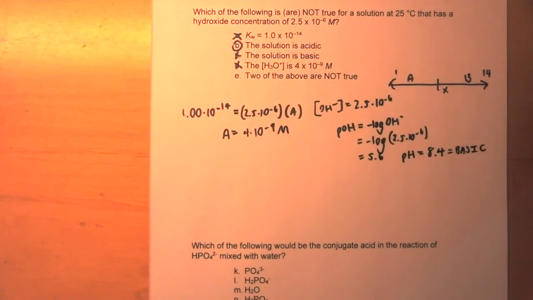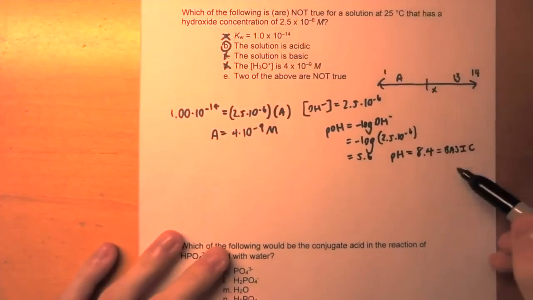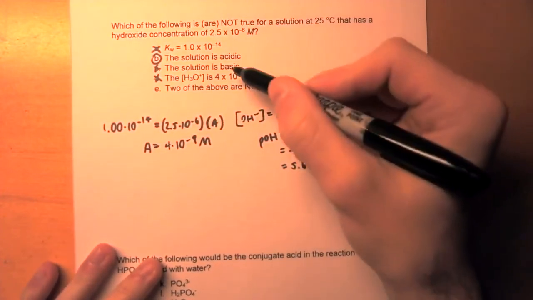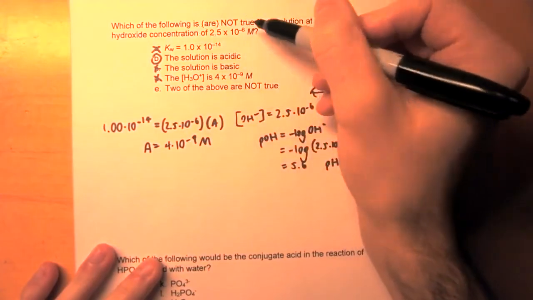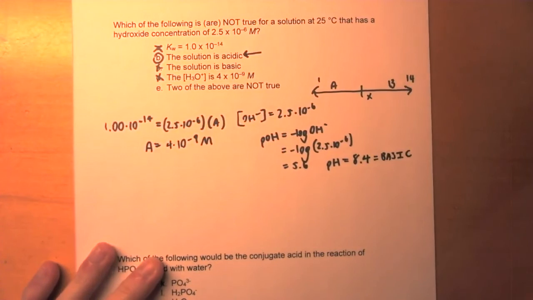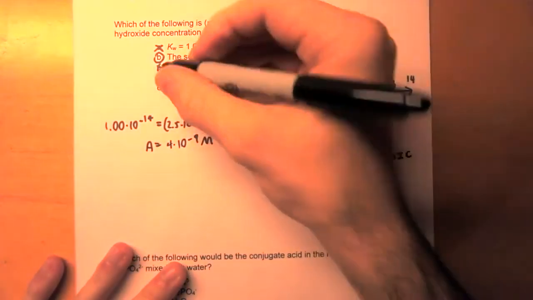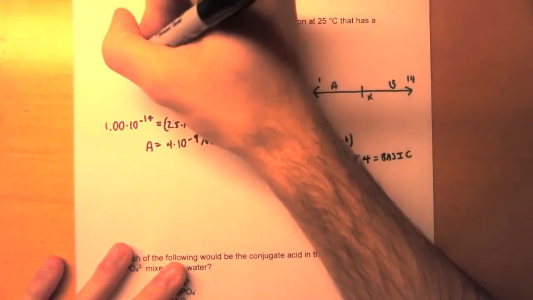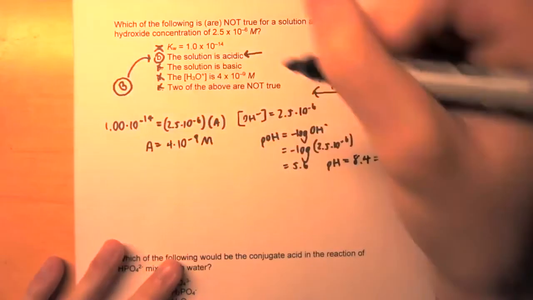So far, the only one that we haven't proven, again, Kw, that's true, that's always true. The solution was basic, pH was 8.4, so that's true. H3O plus, that's true. We're looking for the ones that are not true. This one was not true. It was not an acidic solution. We only have one that's not true. So your answer would be option B is the only one that is not true.